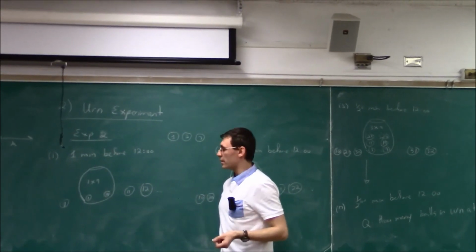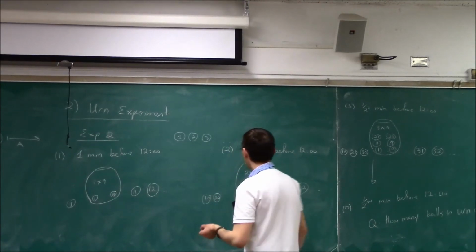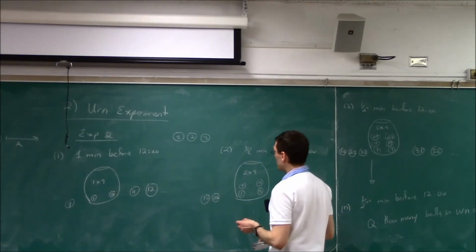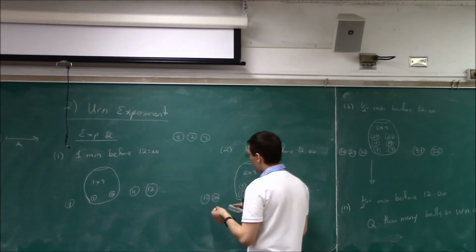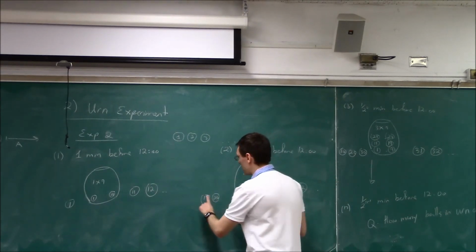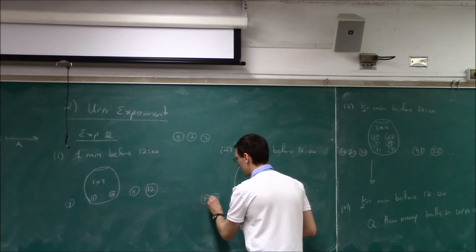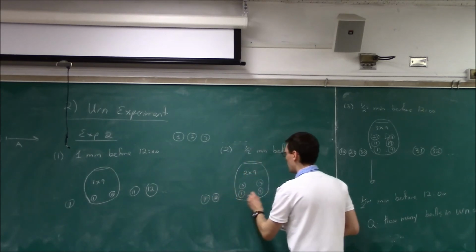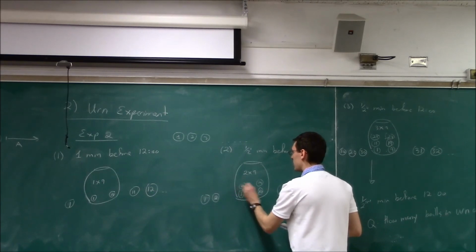How many balls are in the urn 1 minute before 12? 9. In experiment number 2, you are going to put the next batch of 10 balls and remove ball number 2. If ball number 2 is still there, you're going to remove it. So what we have is ball number 1, ball number 2 out, 1 through 10, 11 through 20.